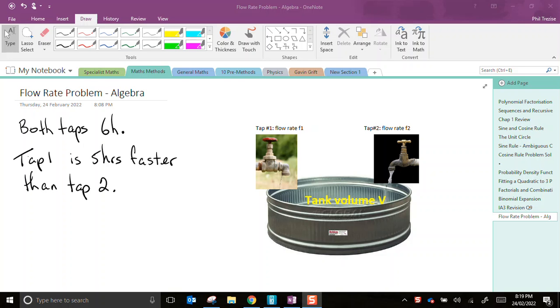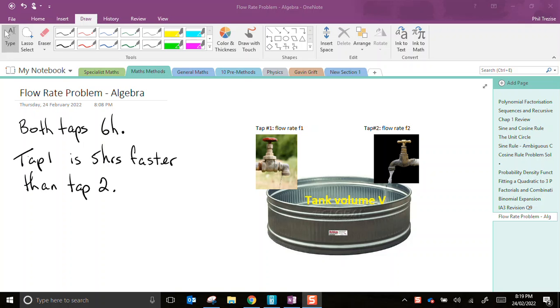Hi everyone. This is one of the problem solving questions we have in our algebra chapter. So the situation is we have two different taps which are filling a tank. We don't know the volume of the tank. We don't know the flow rate of the taps.